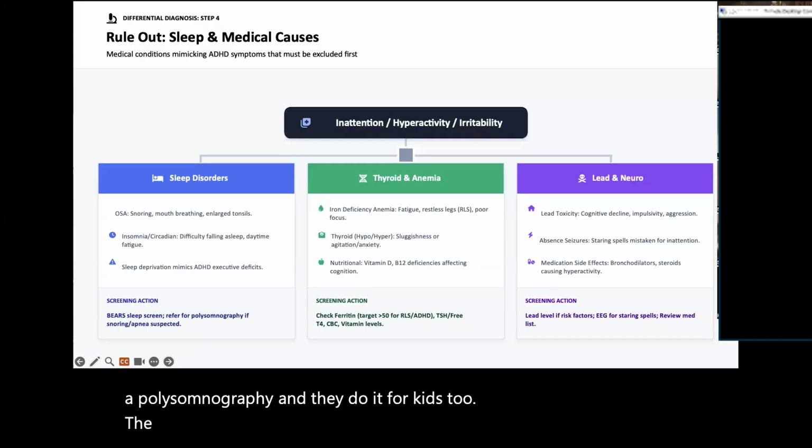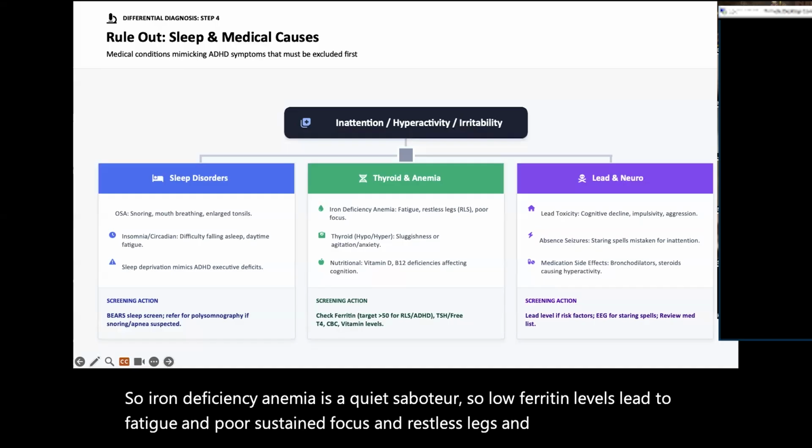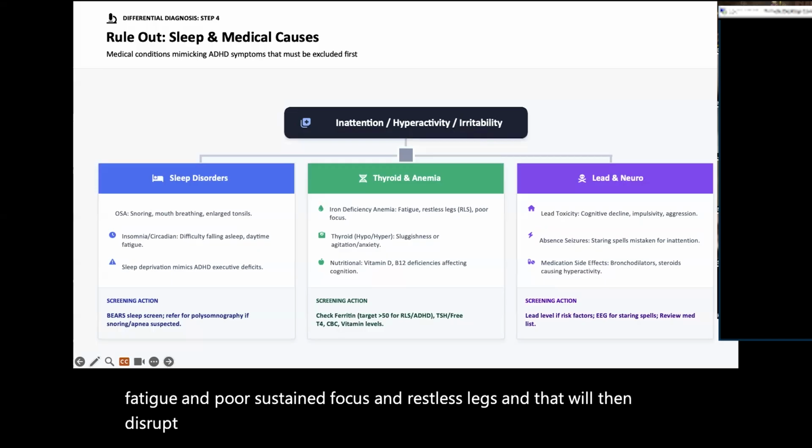The other thing to look at is the second column, thyroid and anemia. Iron deficiency anemia is a quiet saboteur. Low ferritin levels lead to fatigue and poor sustained focus and restless legs, and that will then disrupt sleep. A child with a ferritin below 50 is often presenting as someone with ADHD.